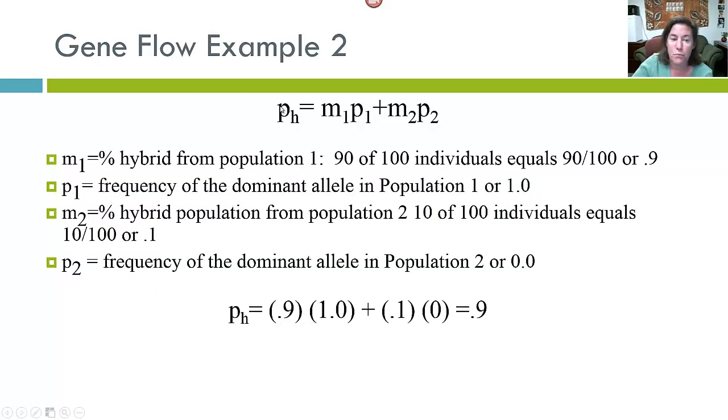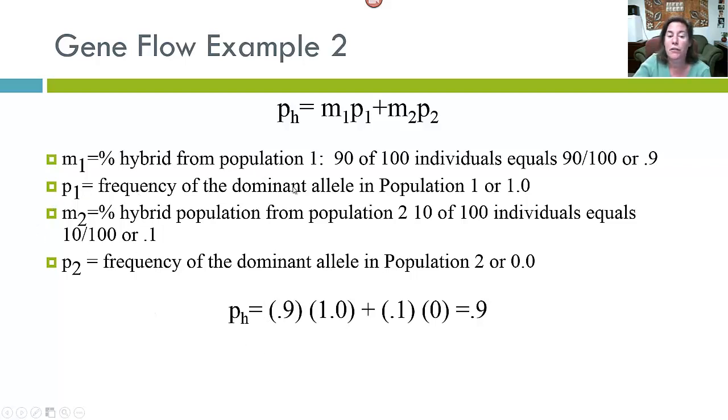This formula. P is the frequency of the dominant allele, and H represents hybrid, so that we're looking at calculating the frequency of the dominant allele in the hybrid population. And we say that it equals M1 times P1 plus M2 times P2. If you'll recall from the previous slide, M1 equals the percent of the hybrid that comes from population 1. In this example, it was 90 individuals out of the total 100 individuals in both populations. So that equals 90 divided by 100, or 0.9. So we put 0.9 right down here.